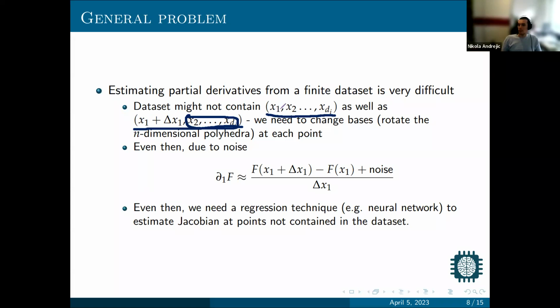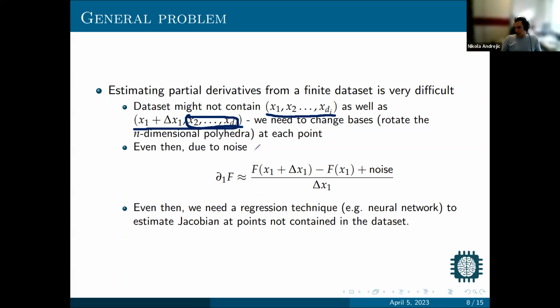Because then we could take the difference of the value of the function between these 2 points and find the partial derivative. But because we cannot expect this to be the case, we need to change bases at every point to estimate partial derivatives with respect to this new basis and then rotate the Jacobian back into the original basis. And this is very computationally costly and can produce numerical errors.